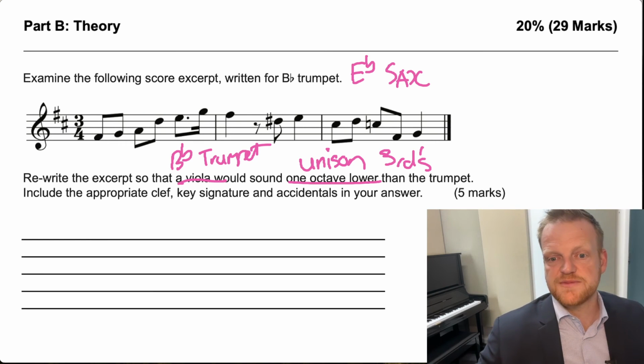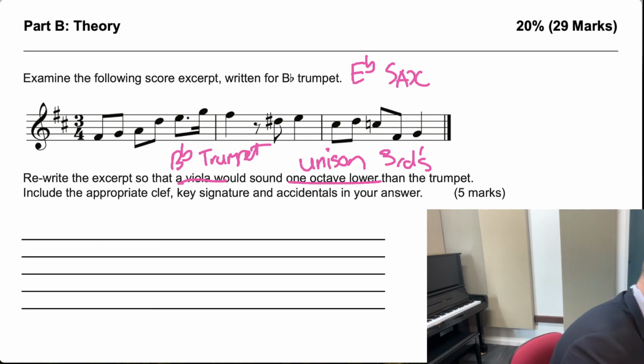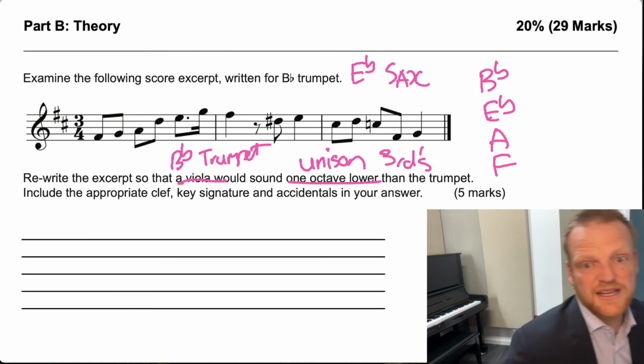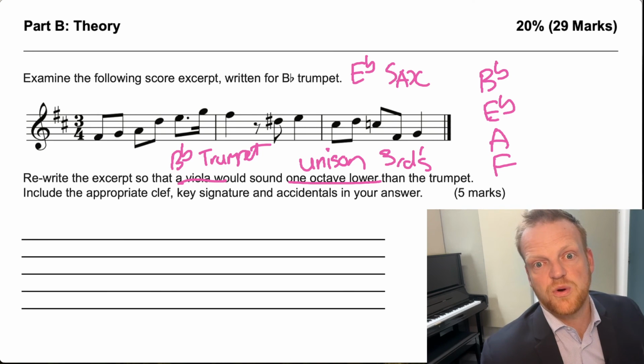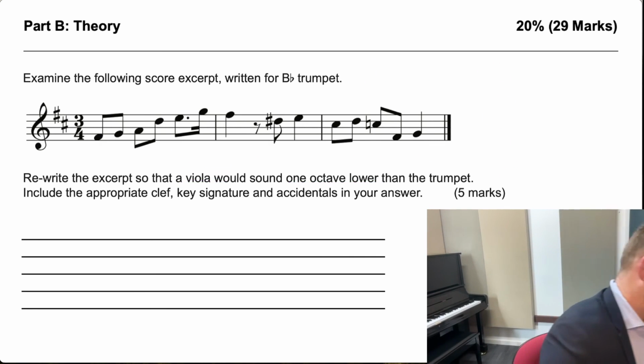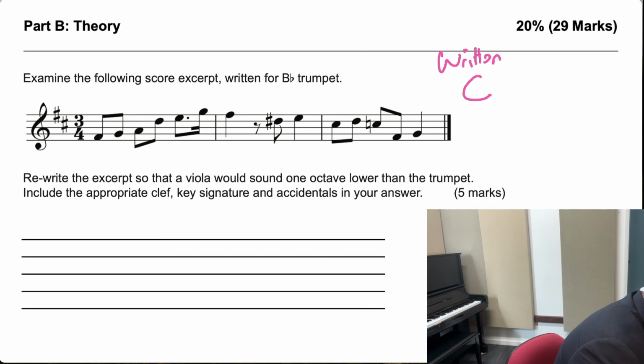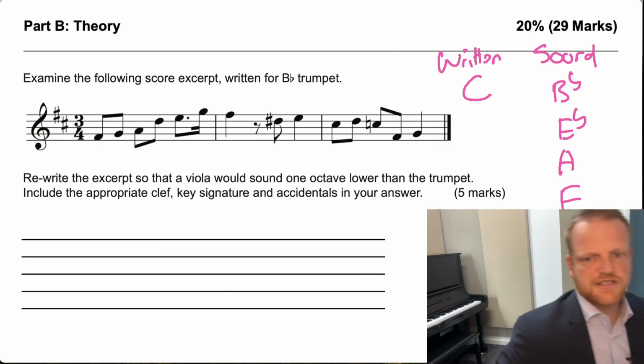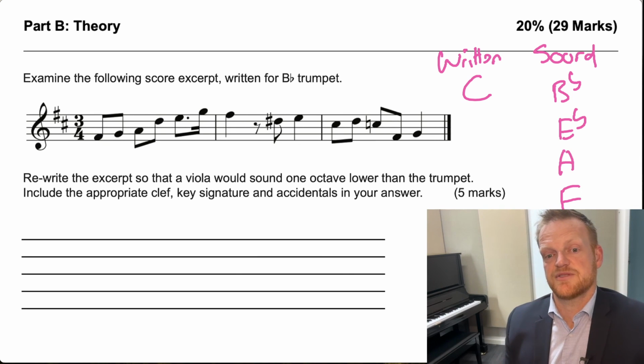Okay, and now the transpositions that you can have are basically B flat, E flat, A and F. A clarinet usually, and F horn, or some sort of French horn maybe. It helps you remember that when they're written they play a C, and when they sound they make B flat, or E flat, or A, or F. So they all transpose the same, and they all transpose lower.